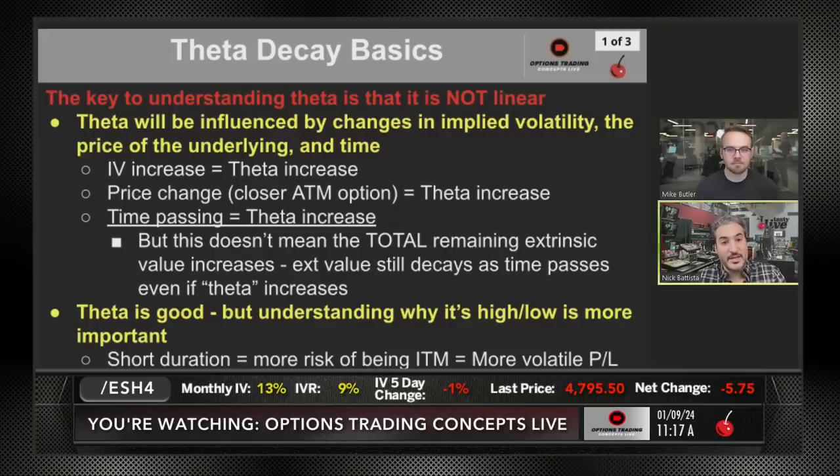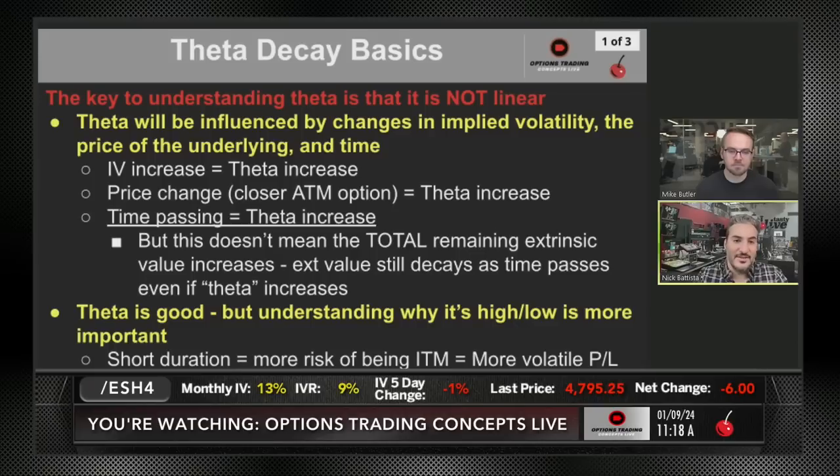Then there's price change in the stock relative to the option. When you sell a 30 delta put and the stock goes down, it moves closer to at the money, so your option will increase in delta, it'll increase in extrinsic value, it'll increase in theta. So you see a change in theta as the stock moves closer to your options or away from your options.